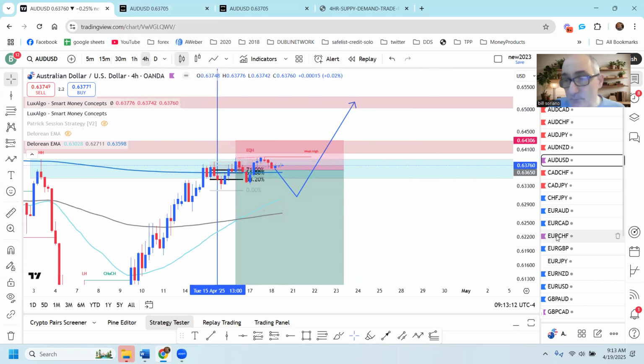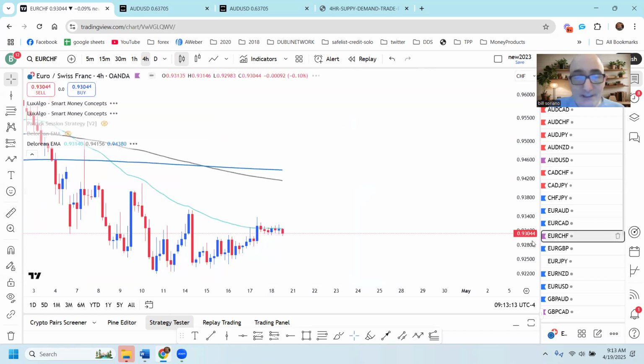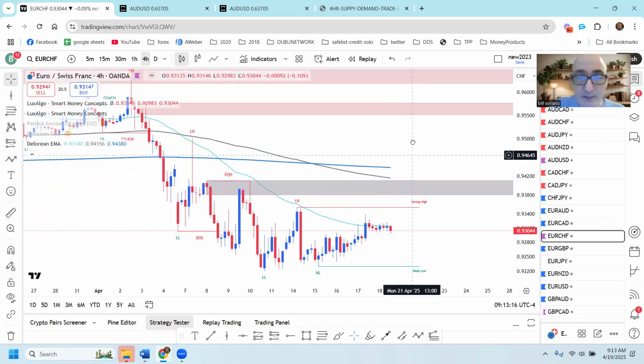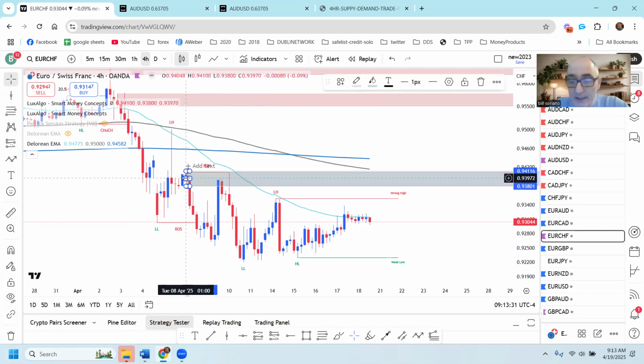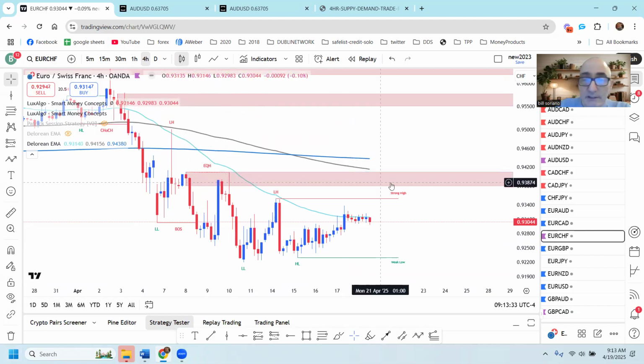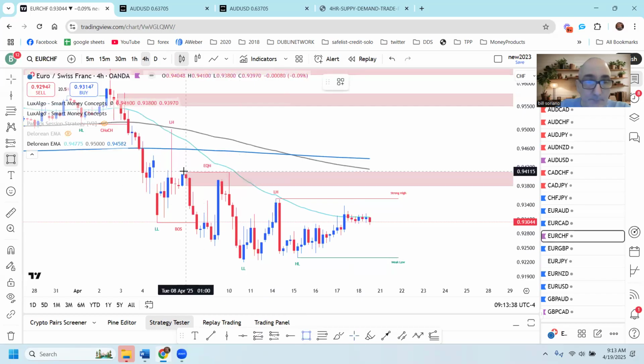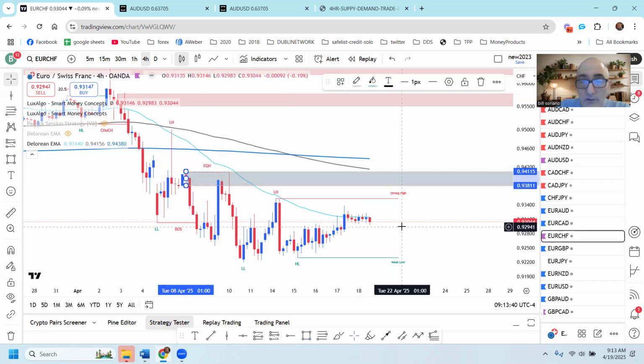Now, a pair that I was not able to take a trade on was EUR CHF. Okay, so EUR CHF, as you see price moving down here, right? Price moves down, it breaks this structure here, and it creates this zone right here for us, right? You can see if I remove my highlight that I put in there, that is a zone that the indicator gave us, right? Now, again, we're looking to sell.